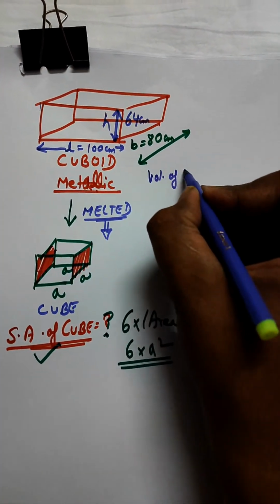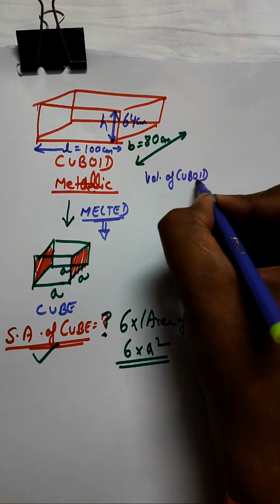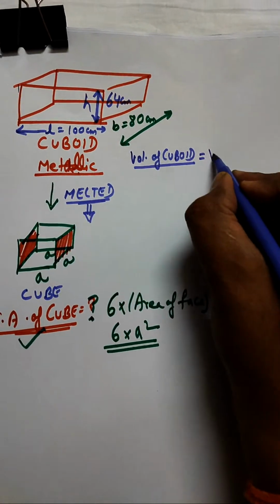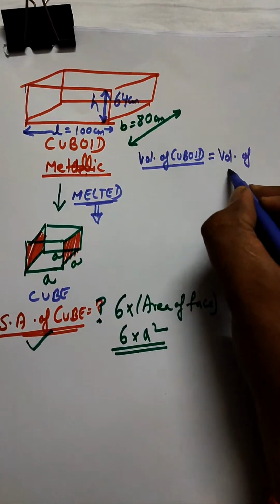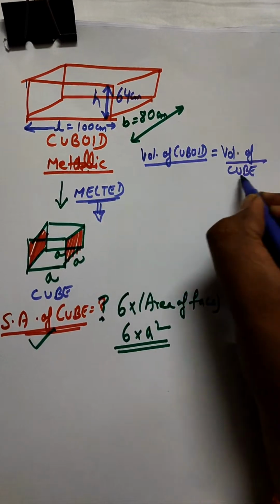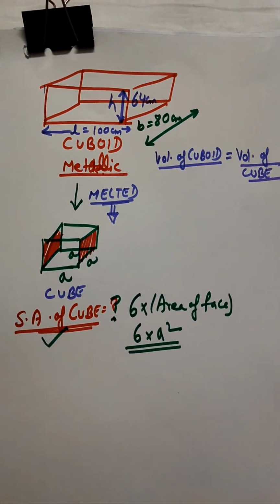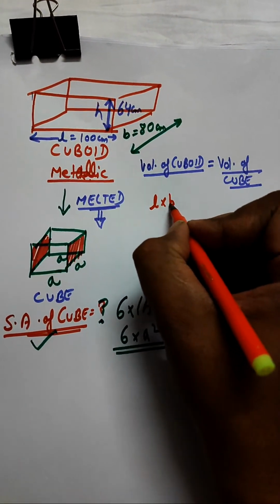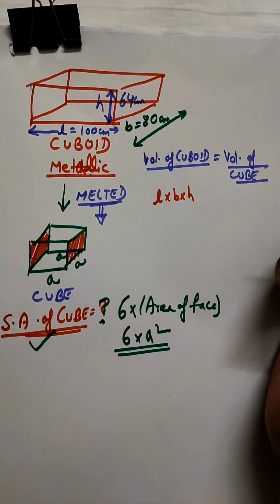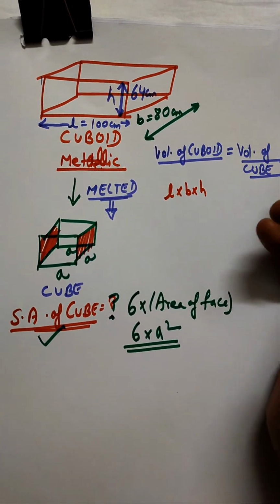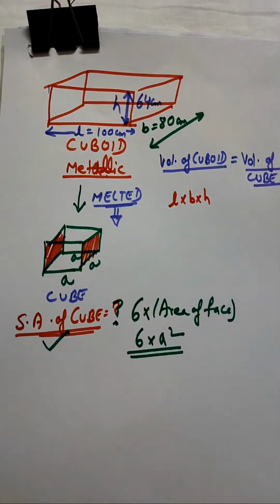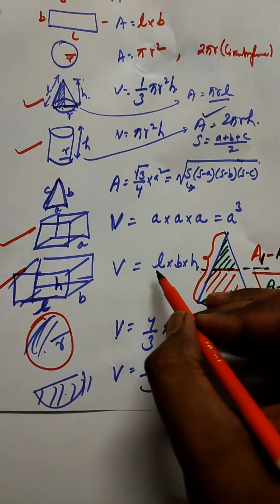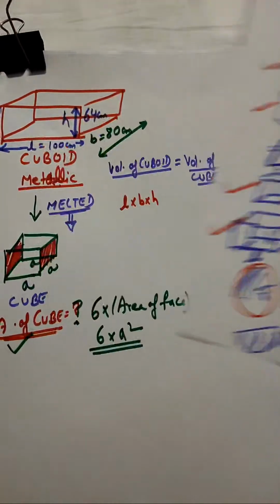Volume of cuboid, which is given to us, will be equal to volume of cube. And what is the volume of cuboid? Volume of cuboid is L into B into H, right? You know the formula which we have learned just now, if you remember. Volume of a cuboid is L into B into H.